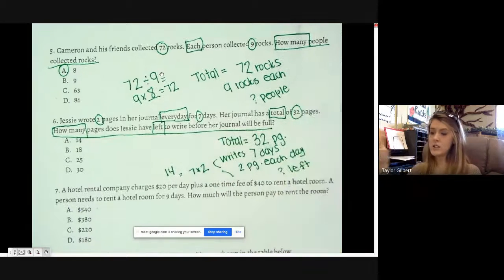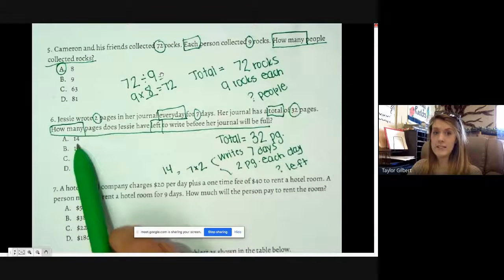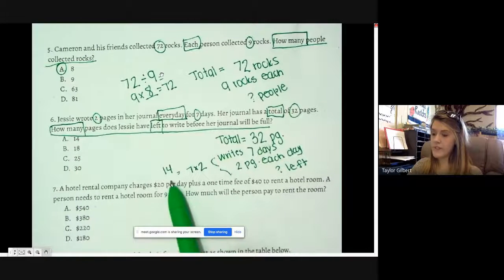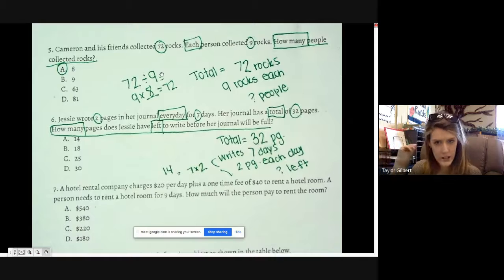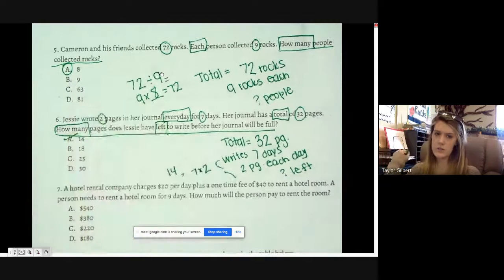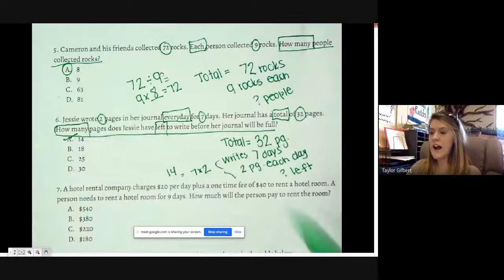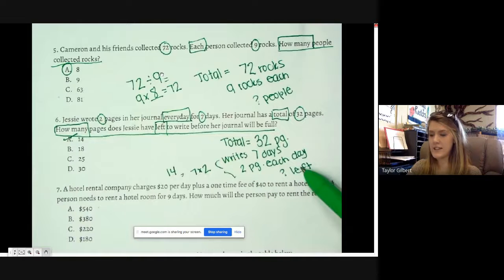Okay. So 14 is an answer choice because they think, oh, they found an answer. They think they're done. Are we done? No, let's go ahead and mark out 14. Okay, because we have to figure out how many are left. We need to check that list.